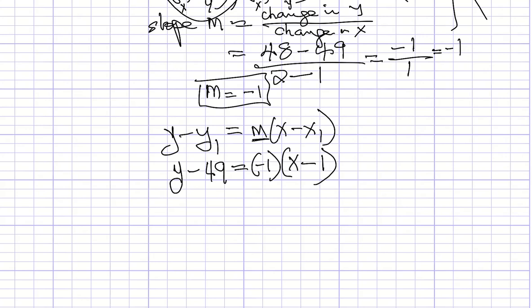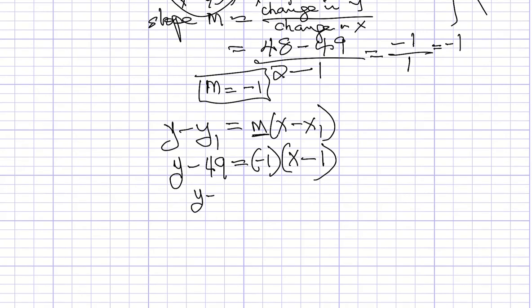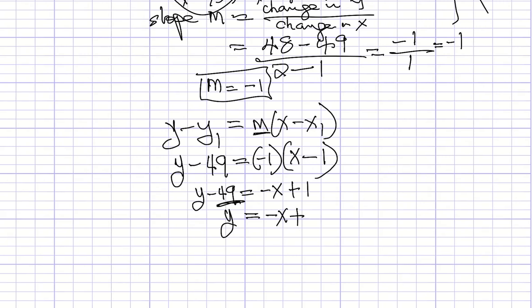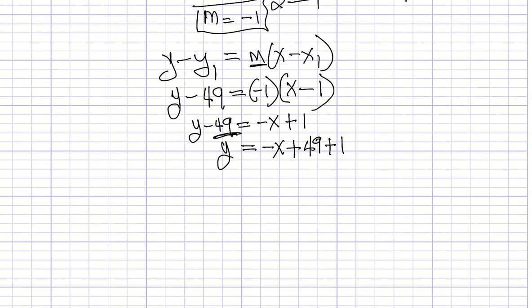So you simplify now, right? Then y minus 49 is equal to, you multiply out, minus x plus 1. When you multiply minus 1 times minus 1, you get plus 1. Then you move 49 to the other side, it becomes positive. So basically 49 plus 1, right? You see that? y equals minus x plus 50. You see it, right?